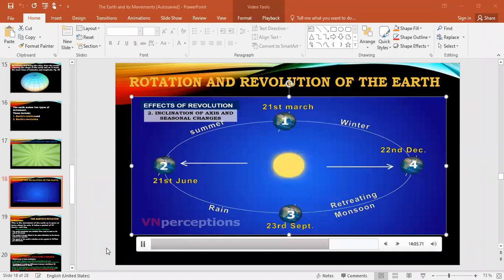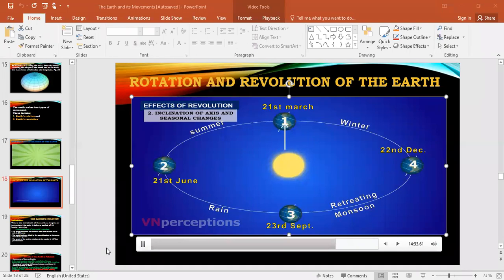But when the earth is in the first position or in the third position, none of the poles are facing the sun. So the inclination of the earth's axis does not have any impact on the sun rays that it receives. So on 21st of March, vertical rays of the sun fall on the equator, and the entire earth has equal day and equal night.